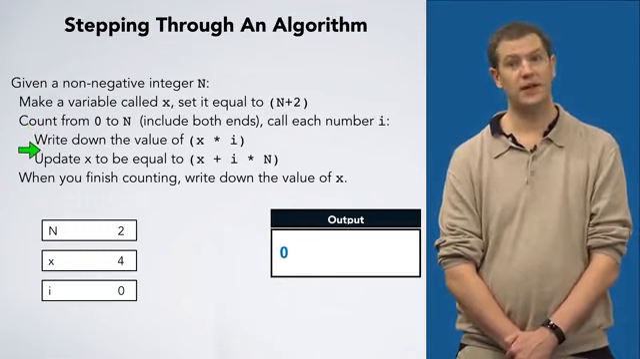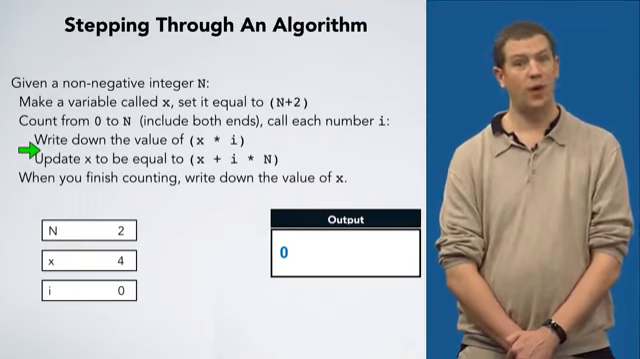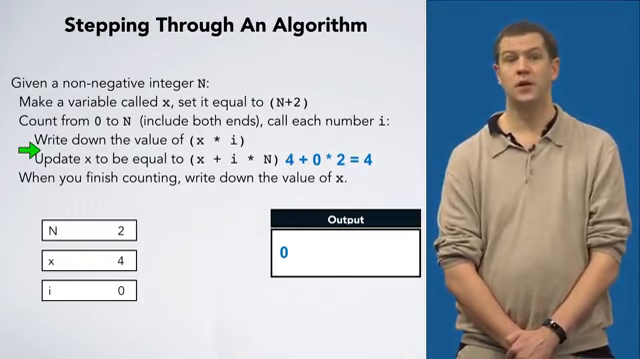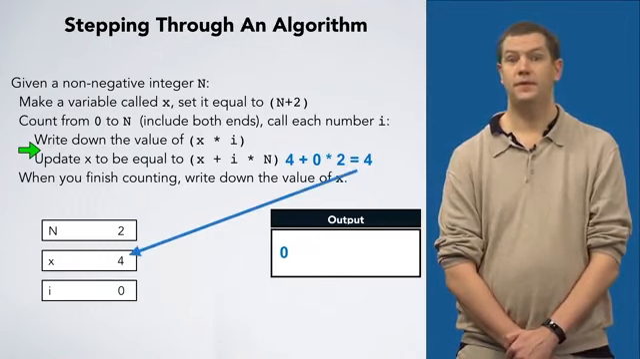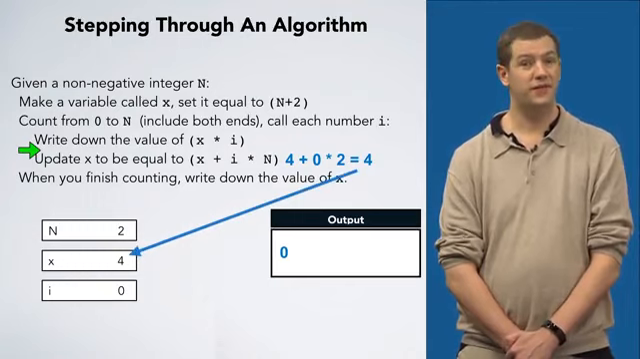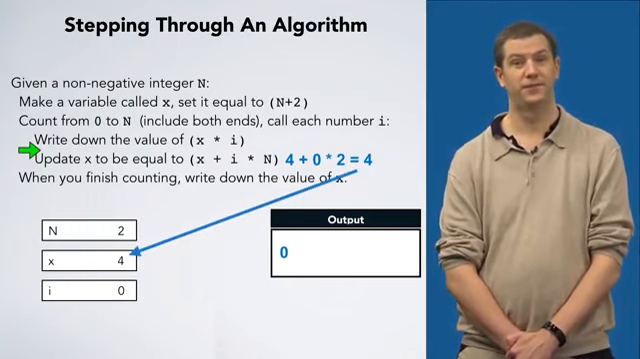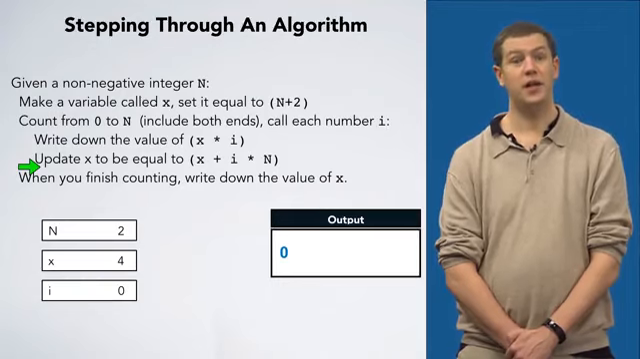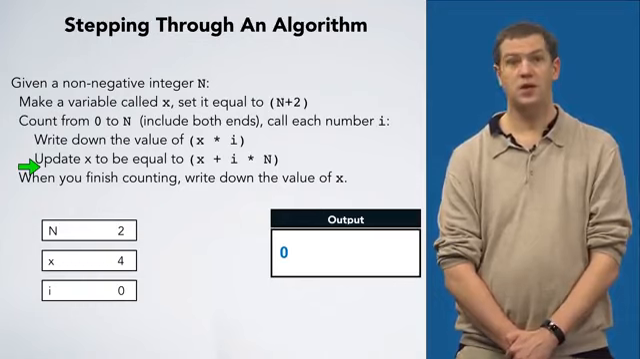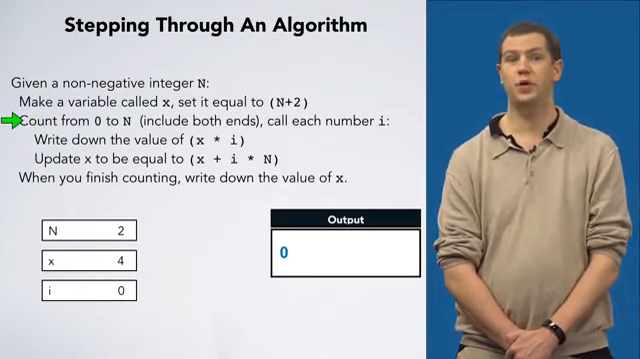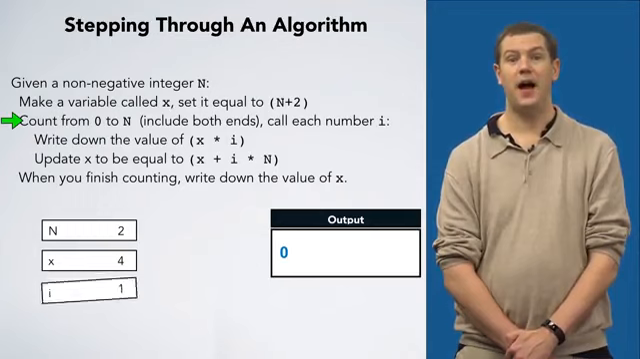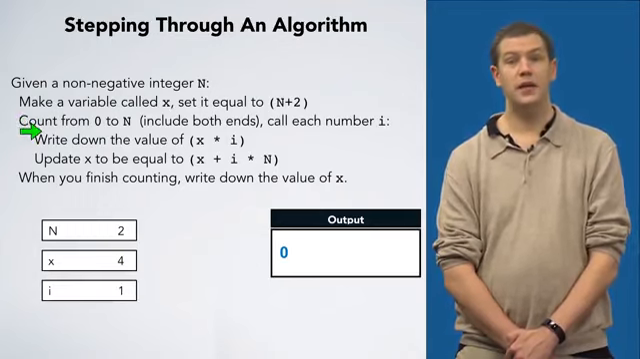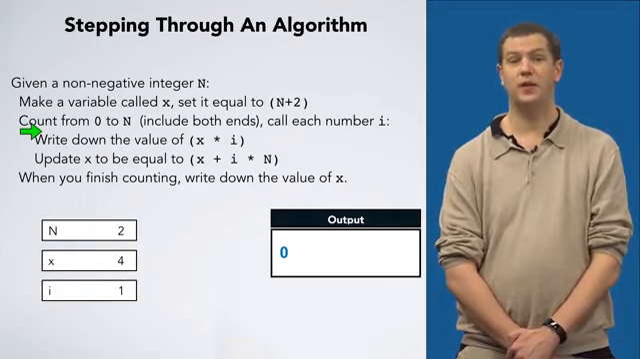Our next step says for us to update the value of x. What is its new value? 4 plus 0 times 2 is 4, so we would update it to be 4. It's already 4, which is fine. We just keep its value as 4. Now we have reached the end of the steps that we said to do as we count. We need to go back and count the next number, so we move our arrow back to the top of the steps we are doing for each number and make i the next number we would count, in this case 1.